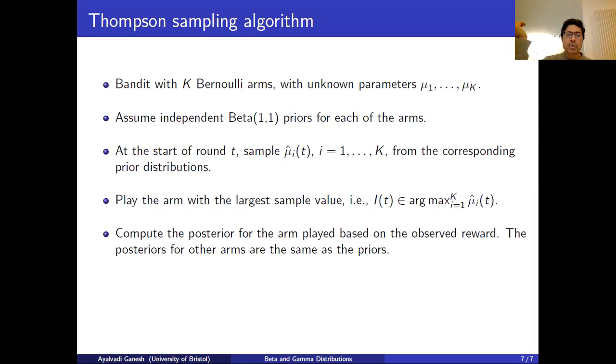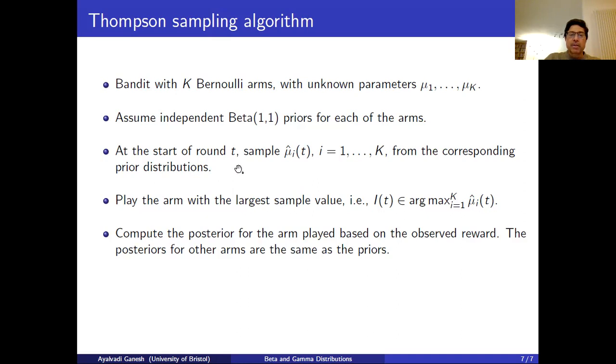And once you play this arm, you observe a reward on this arm. And based on that reward, you can compute the posterior. It's very easy. You just add 1 to either the first parameter of the beta if it's a success, or to the second parameter of the beta if it's a failure, if the reward was 0. Okay, so you update the posterior for the arm played. For all the other arms, you didn't observe the rewards, so you have no more information. There's nothing to update. You just stick with the prior. You gained no information. So your posterior distribution for the other arms is the same as the prior distribution.